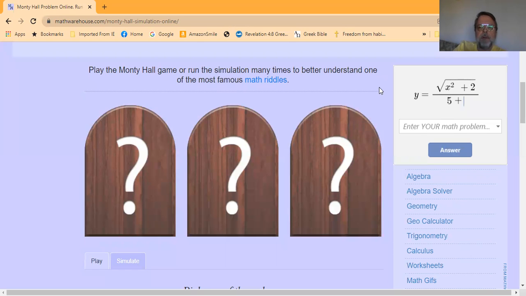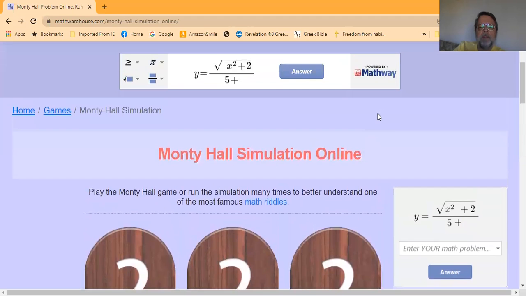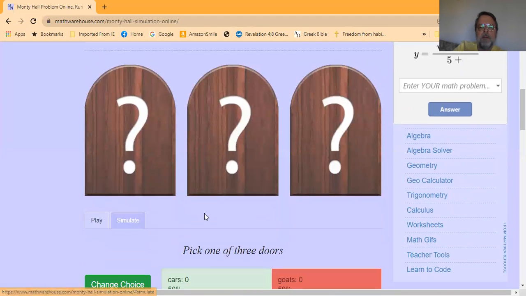You may have seen this before. This is called the Monty Hall problem. There is door number one, door number two, and door number three. One door has a brand new car behind it. The other two doors have goats behind them.